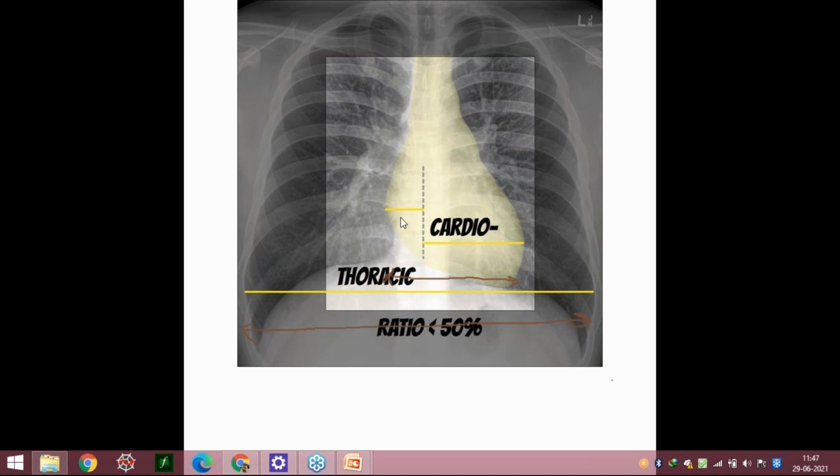Obviously, the ratio would be like this. This is how you measure the ratio. You measure this, you add this. So it is A plus B upon C, and it should be less than 50% or 50 to 55%. However, if it is more than 55%, we define it as cardiomegaly.